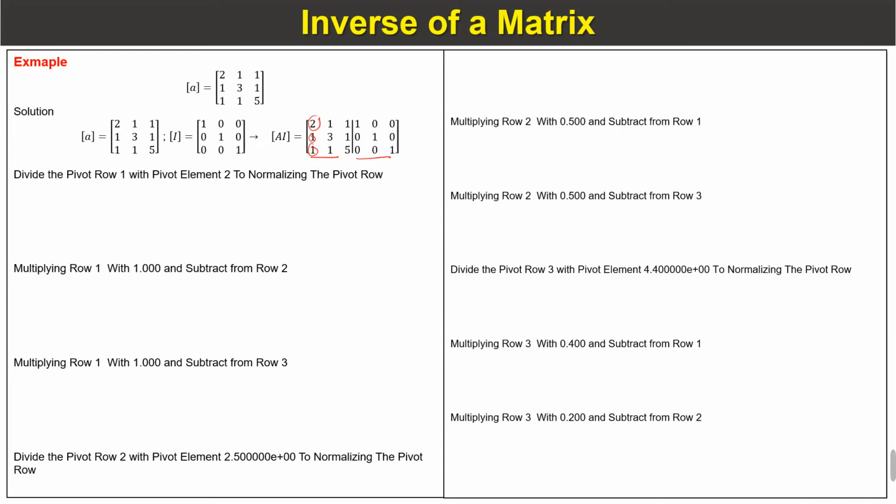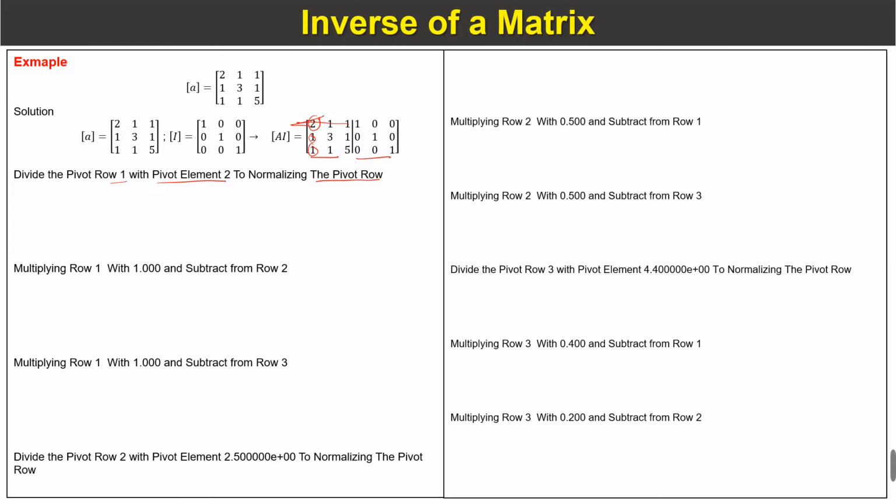Okay, we know what normalization is from the earlier lecture, the lecture on the Gauss-Jordan elimination procedure. We studied normalization in detail. You can watch that lecture; I will provide the link in the video description. So first we divide the pivot row 1 by the pivot element 2 to normalize the pivot row. This one is the pivot row. We will divide by 2 to normalize it.